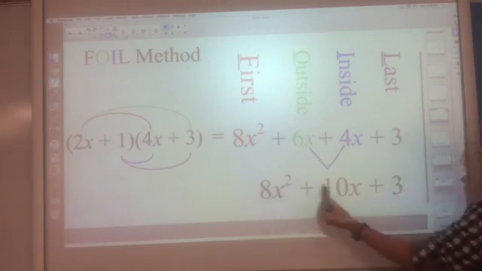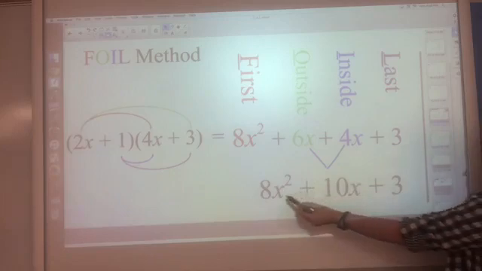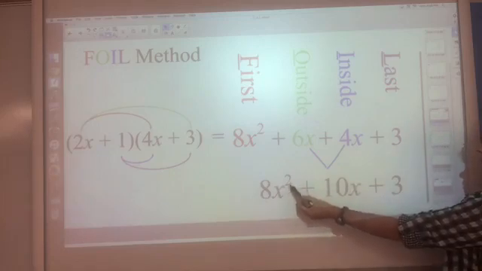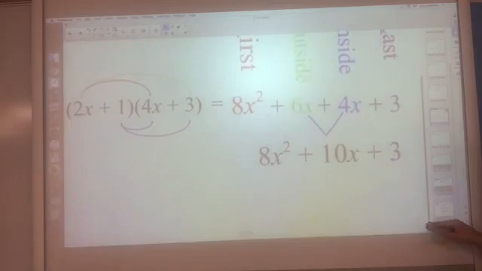8x squared comes first, 10x comes next, the 3 comes last. And you remember from previous lessons, the exponents go in order: 2, 1, none, decreasing order. None of these are like terms, so that's our final answer. It cannot be simplified anymore. That's pretty much the extent of it.